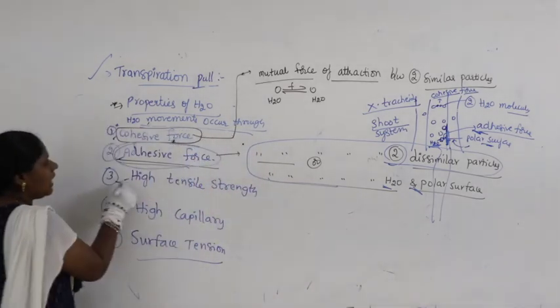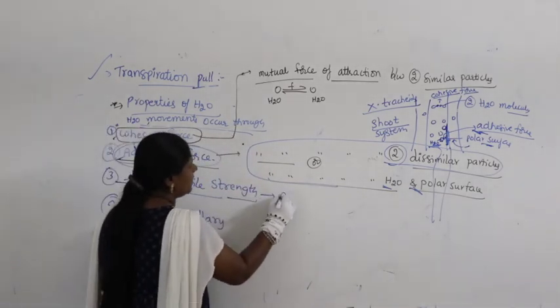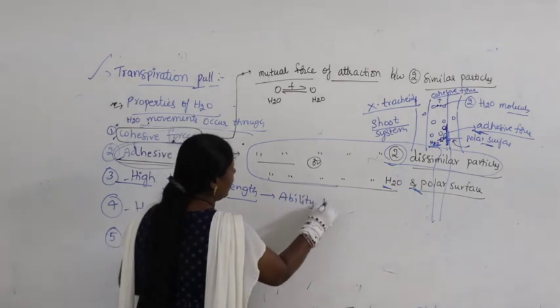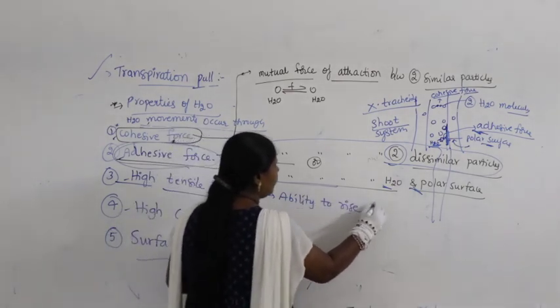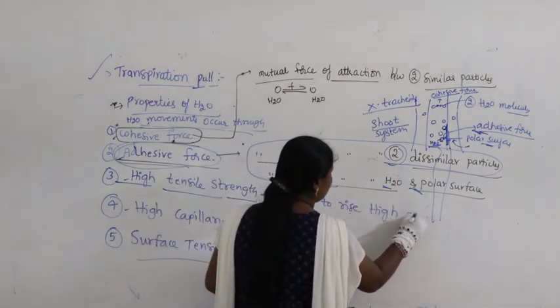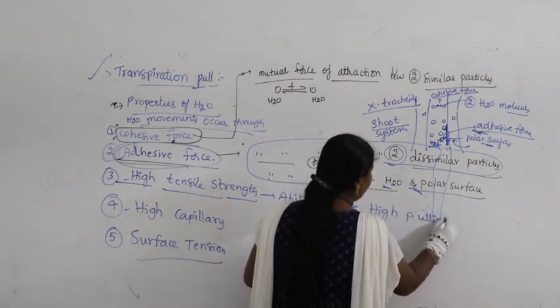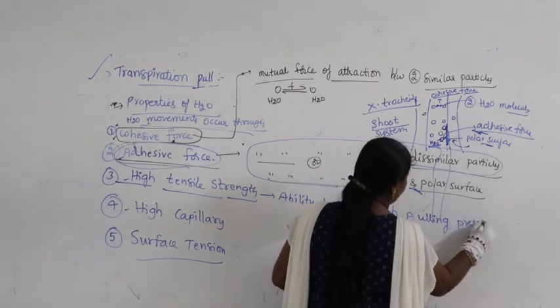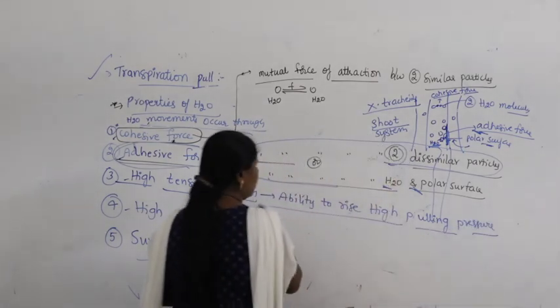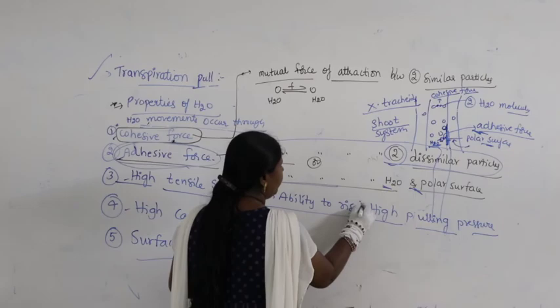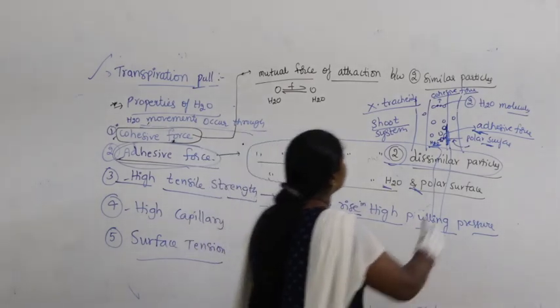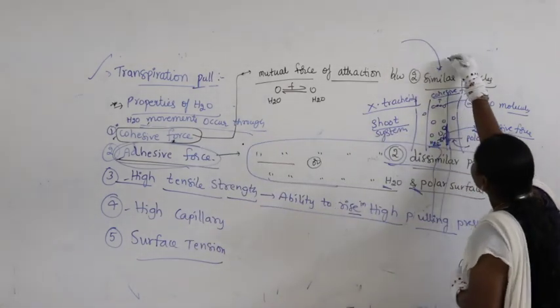Then next comes high tensile strength. This is nothing but the ability to rise. High pulling force. What is called pulling force or pulling pressure. Ability to rise under high pulling pressure. That means here transpiration is applied.